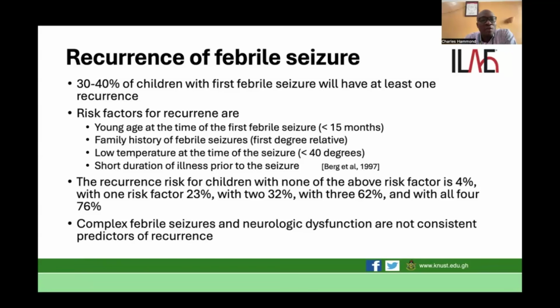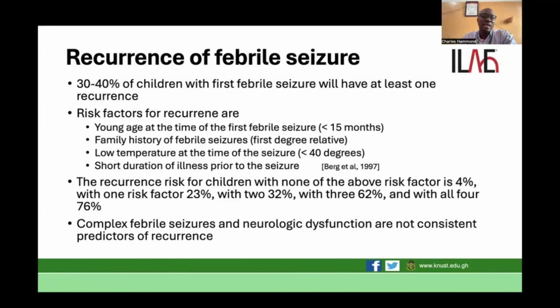If you have none of these risk factors, then the risk for recurrence is about 4%. But if you have one of the risk factors above, then the risk is about 23%. The risk increases as you have more risk factors. So it increases to 32% if you have two of these risk factors, and then to 62% if you have three, and then to as high as 76% if you have all four of these risk factors.